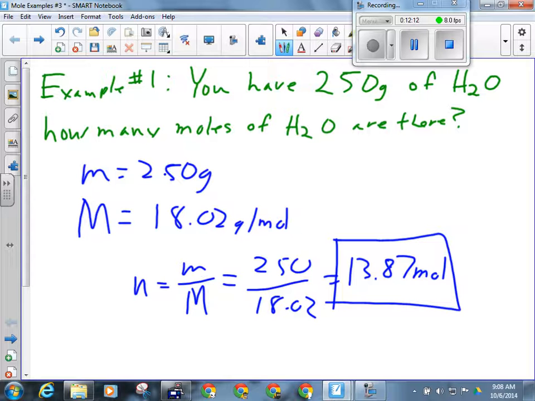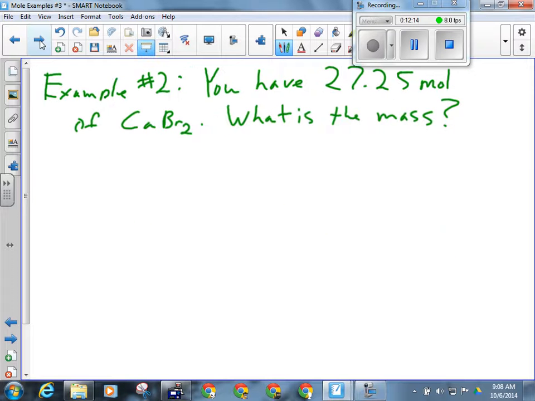Questions there? All right. Try this one. You have 27.25 moles of calcium bromide. We're looking for the mass. I'll give you a couple minutes on that one because that's probably all you need.